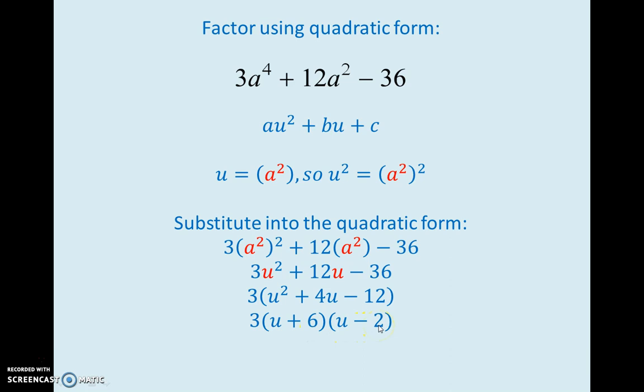Now I'm going to write my final answer with the a squared replacing each of the u's. So the final factors are 3 times a squared plus 6 times a squared minus 2. Again, all I've done is replace every u with an a squared. Every time I can replace an a squared with a u up here, I will, but when I get to my final answer, I have to make sure that all of the u's are replaced with the actual a squared again. So there we go. That's the final answer for factoring this original trinomial in quadratic form.